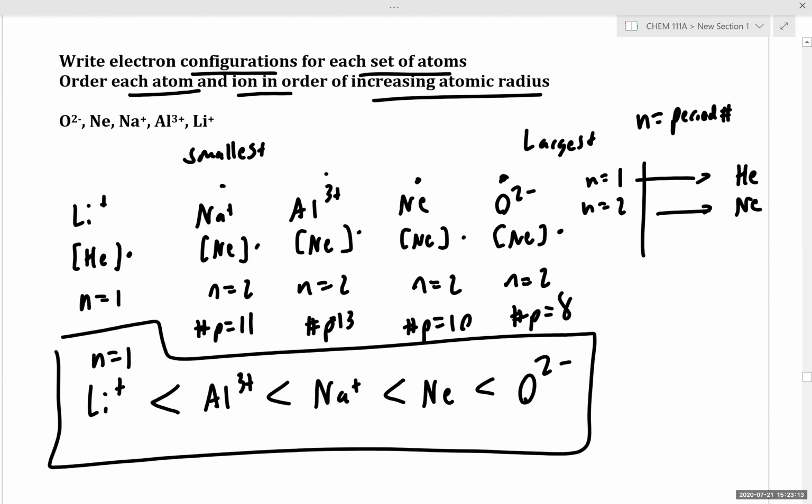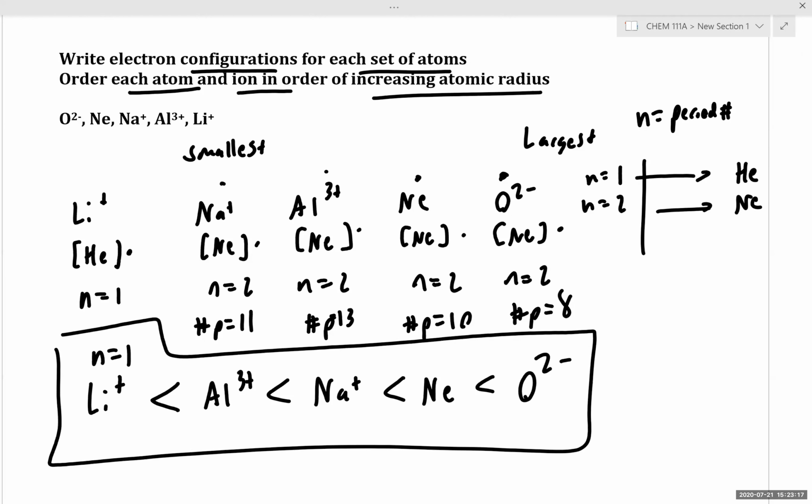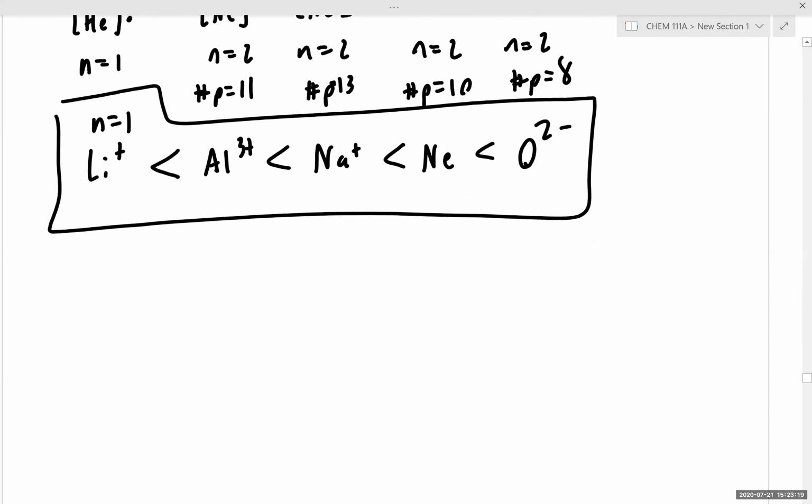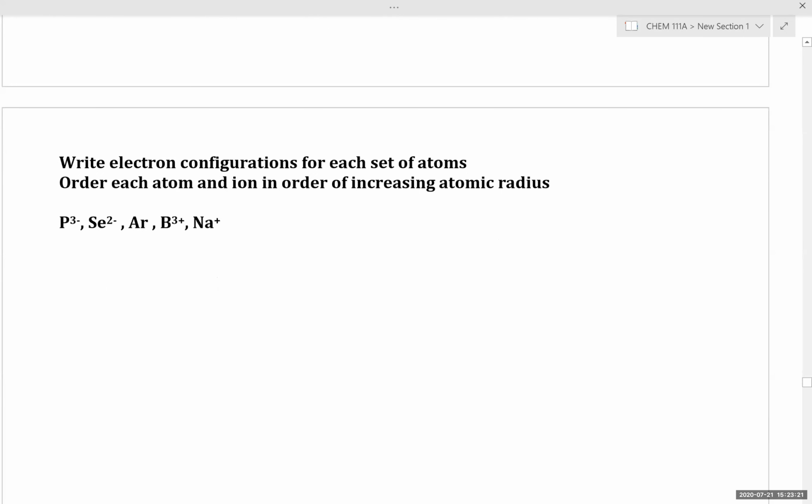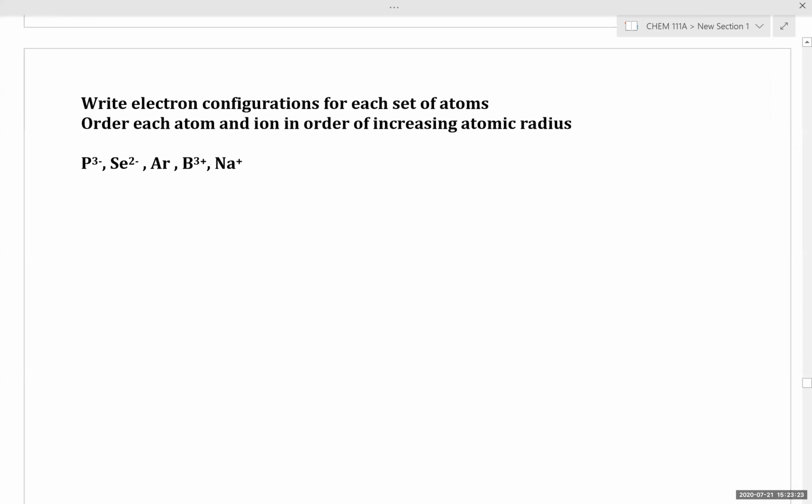So let's try another example just to make sure we're comfortable with this idea. I'd like you to write the electron configuration for each set of atoms and order each atom and ion in order of increasing atomic radius. And we'll discuss this example in about 5 minutes.